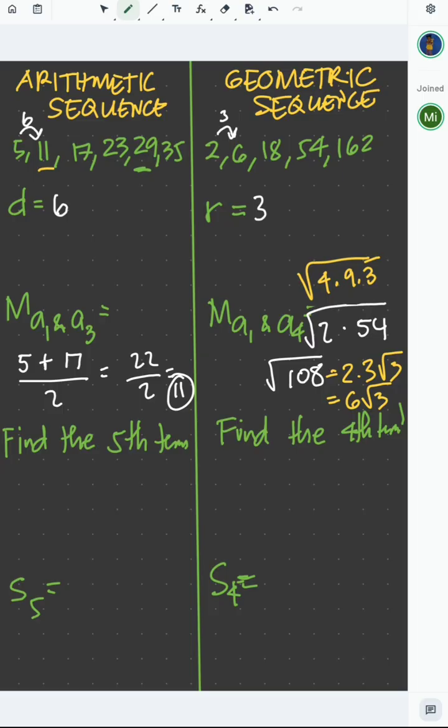Then find the fifth term. Can you still remember the formula for the arithmetic sequence? You want me to write it down? Okay, that'll be a sub n equals a sub 1 plus n minus 1 times d. That is for the arithmetic sequence. And then for the geometric, that is a sub n equals a sub 1 times r to the n minus 1. Right.